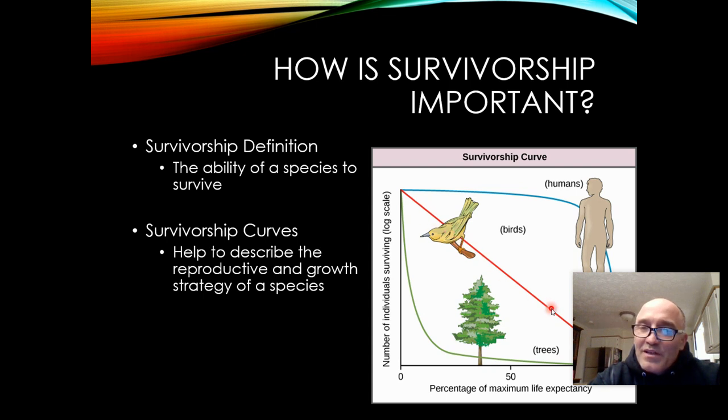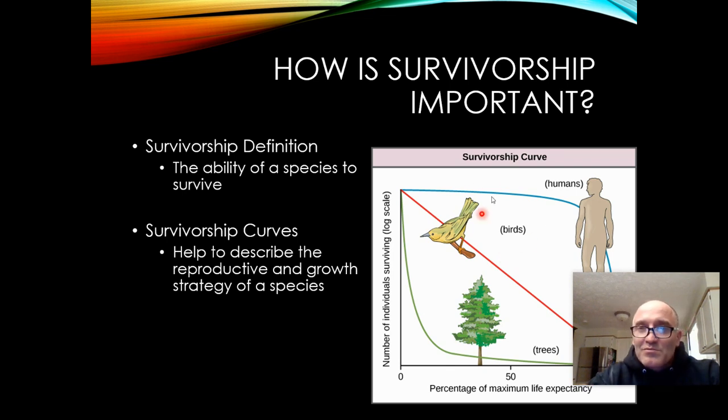With birds, you're looking at more of a direct kind of relationship. About half the birds live about half of their life expectancy. Not many live to the maximum life expectancy of a bird. This again is in the wild. And then you look at something like humans, where a lot of humans live to near maximum life expectancy. And of course, you can think of a lot of reasons why these things are the way they are.